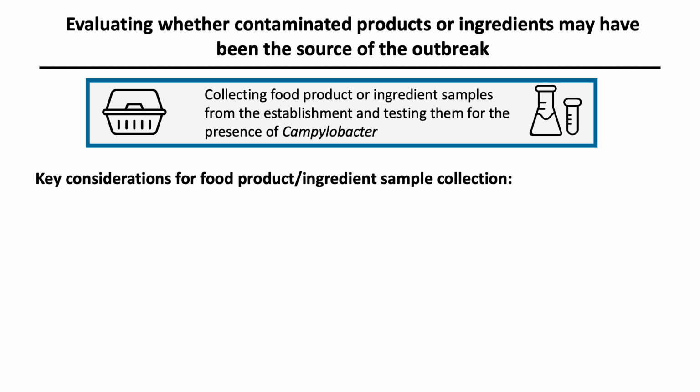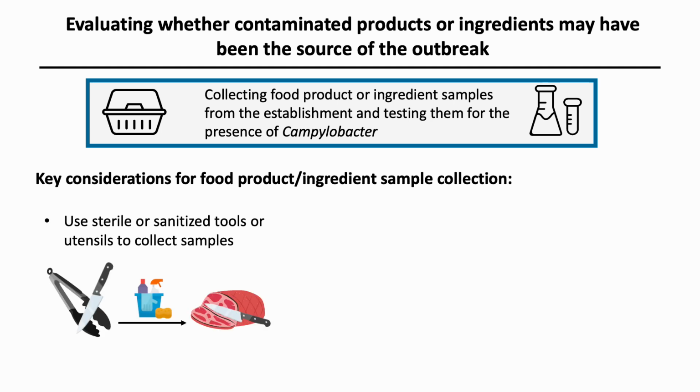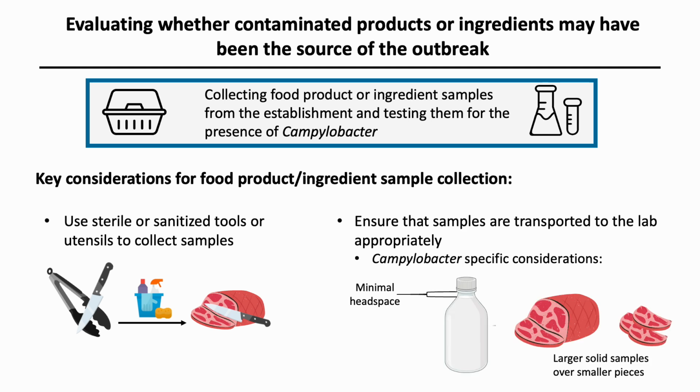Some key things to consider when collecting food product samples include making sure that sterile or sanitized tools or utensils are used to collect samples. For example, if you are using utensils, such as knives or tongs, from the establishment, be sure to clean and sanitize them before collecting food product samples. Additionally, it is important to ensure that all collected samples are transported to the lab appropriately.